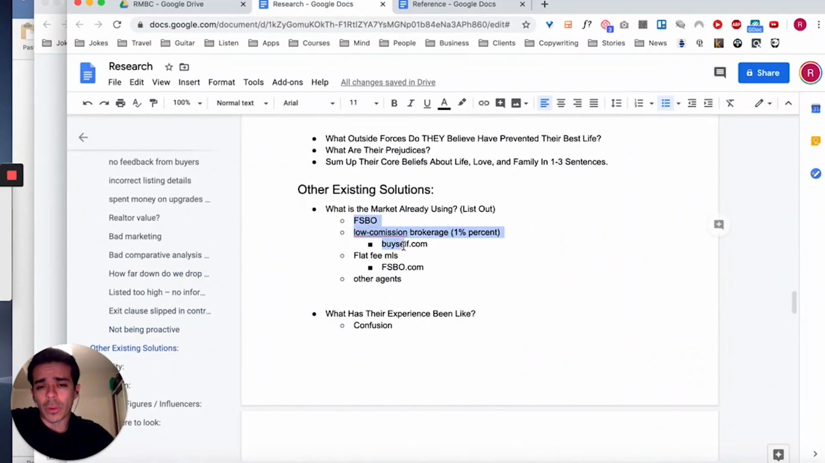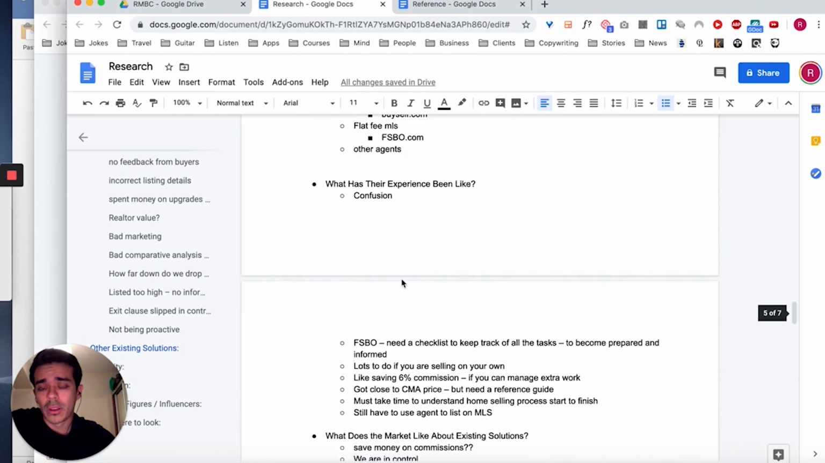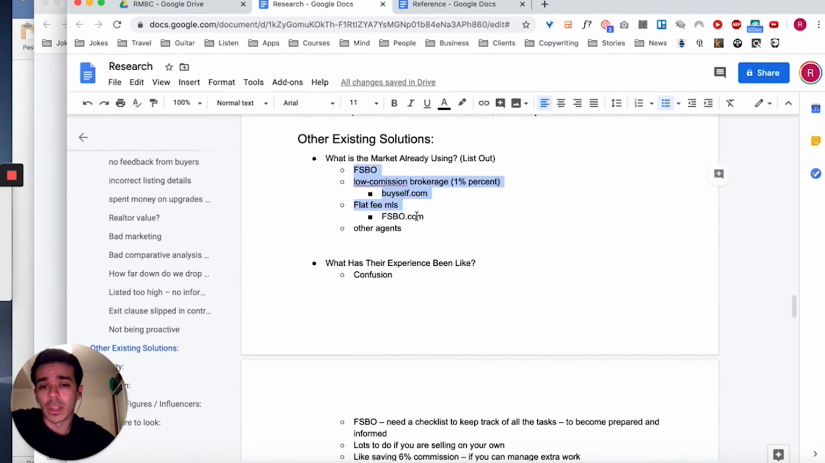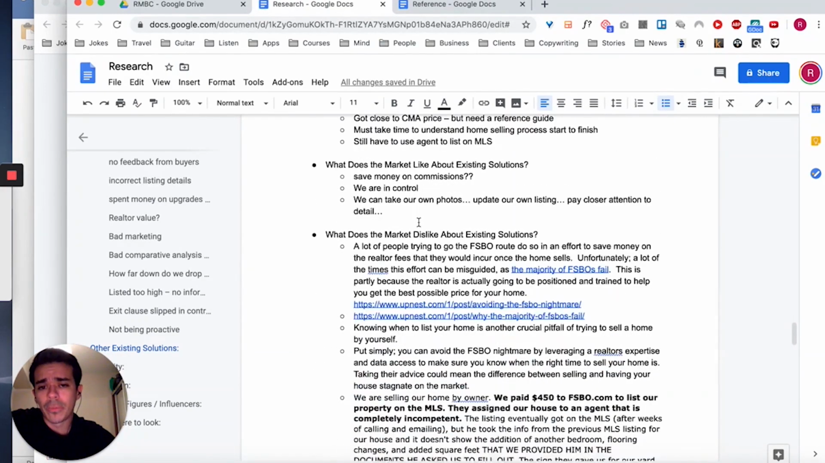Because if you look at all 4 of these options, essentially flat fee MLS, other agents, low commission FSBO, every one of those doesn't provide you, the product. You are in control of your process and you are in control of all those things that you listed there. So it's very simple to be able to argue with respect to anything that comes up in these sections. So those are the other solutions.